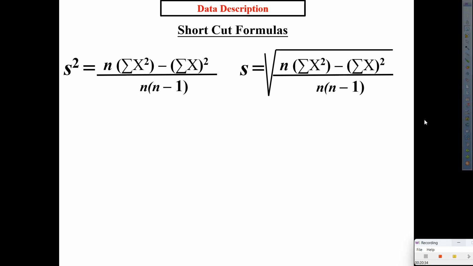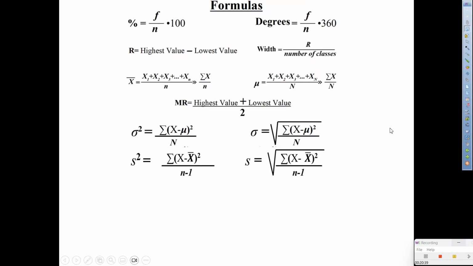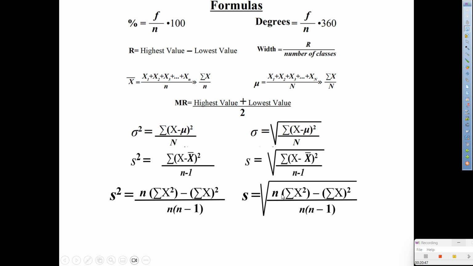All right, so we're going to use these two formulas next. Here we go. So by now we should have 1, 2, 3, 4, 5, 6, 7, 8, 9, 10, 11, 12, and 13.